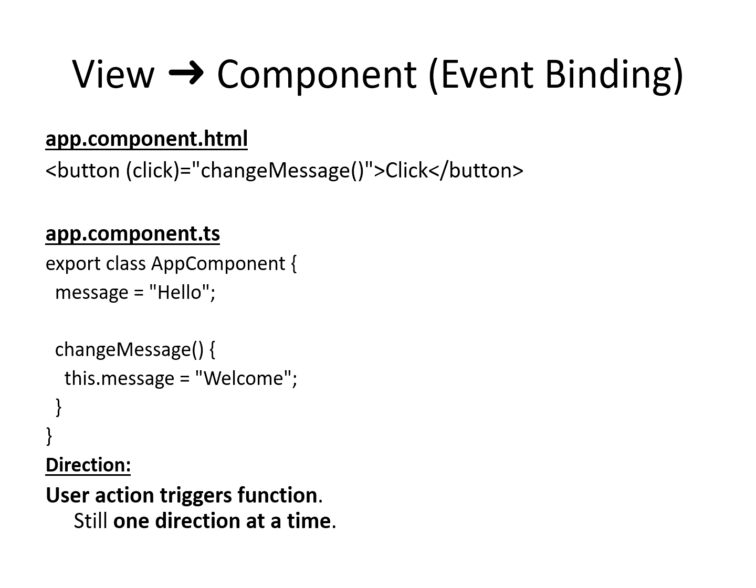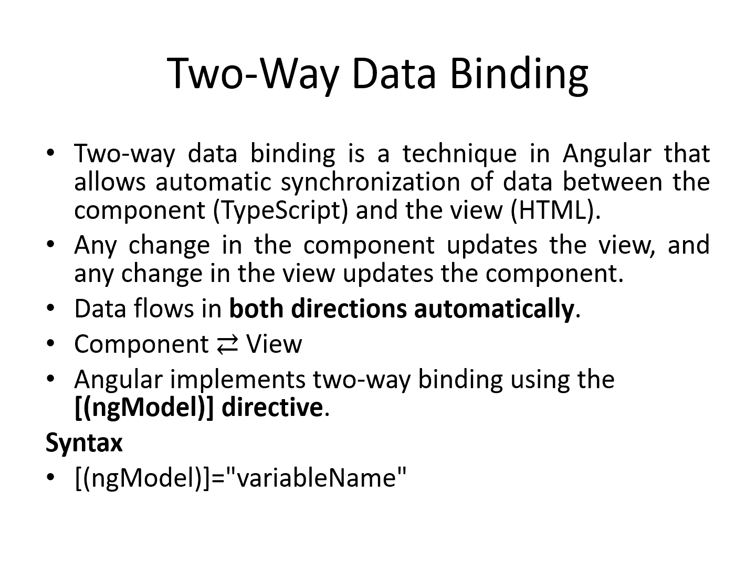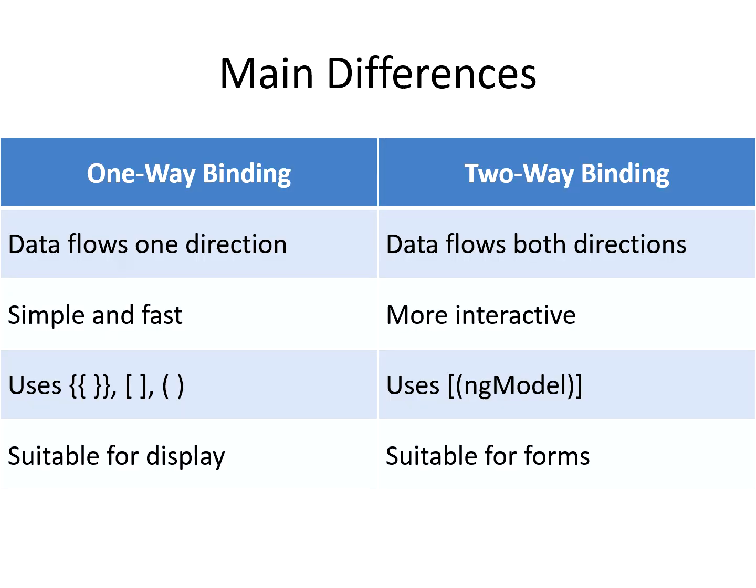For example, in this slide we have a button tag. If you click that button, it calls the function called changeMessage. The changeMessage function will be available in the component or TypeScript file. This method will change the message from "Hello" to "Welcome". This is event binding, where a user action triggers a function. Again, this is one direction. For two-way binding in Angular, data automatically syncs between the UI and the component. For example, if the user types in an input box, the value updates in the variable automatically. This is called two-way binding.